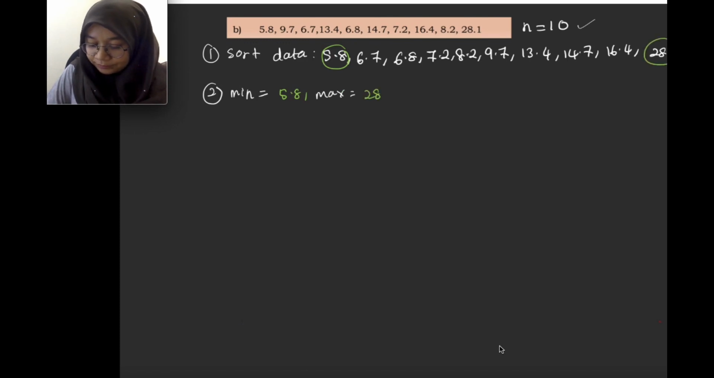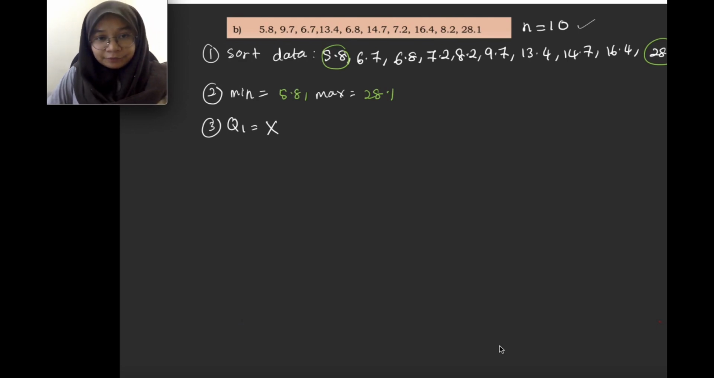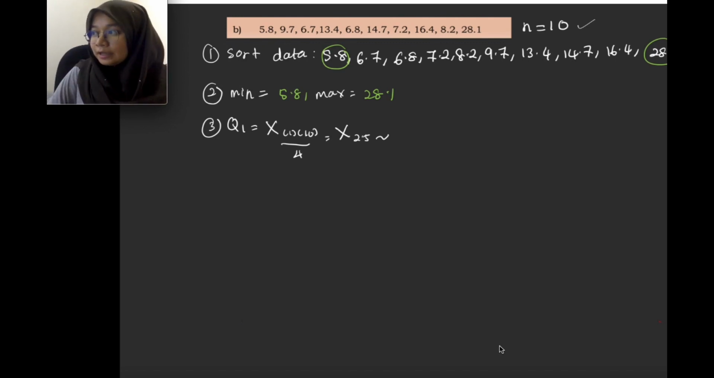28.1. Then find Q1. I go very fast for the quartiles because I think you can find the quartile very fast already now. So please try to do more exercises. Q1 is X1 times 10 divided by 4, you will get X2.5. Because 2.5 is not a whole number, you have to round it up to the next whole number. It becomes X3. X3, data number 3, is 6.8.